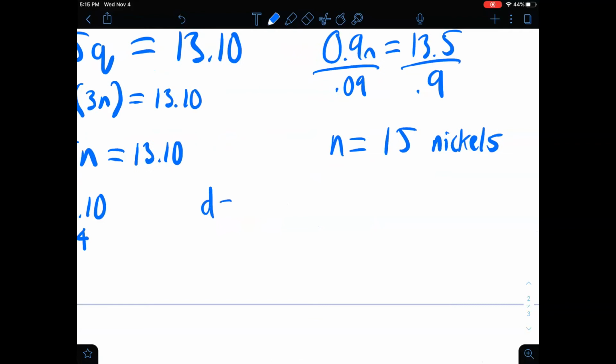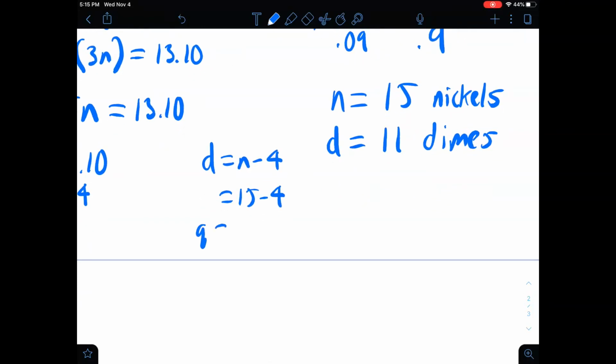All right. Then we have dimes was n minus 4, which equals 15 minus 4, right? So dimes equals 11 dimes. And then quarters was, what was it, it was 3 times nickels, and nickels was 15, so 3 times 15. So quarters equals 45 quarters.